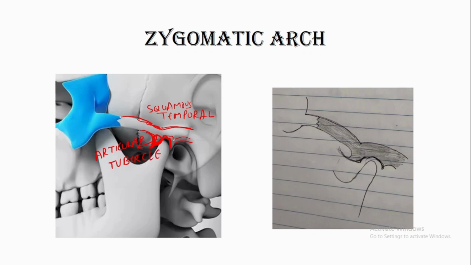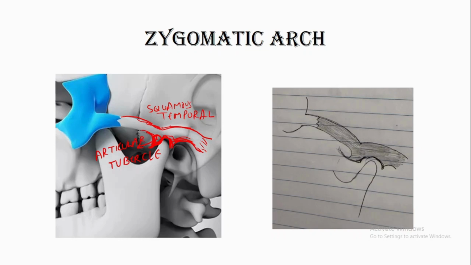And the posterior root, the second root, which goes more posteriorly, runs lateral to the mandibular fossa and above the external acoustic meatus, and it goes posteriorly and gets continuous with the supramastoid crest. This is the supramastoid crest. So this portion of the zygomatic arch is the posterior root of zygoma.